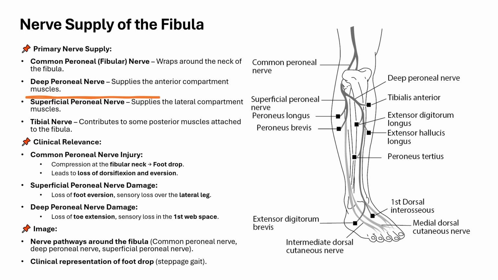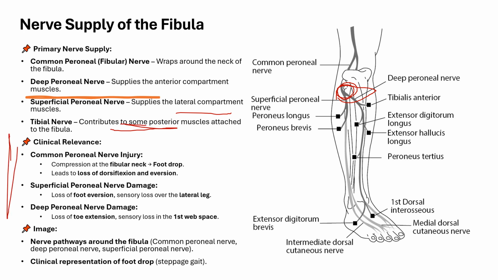When we look at the nerve supply of the fibula, the primary nerve supply is the common peroneal nerve, which wraps around the neck of the fibula, along with the deep peroneal nerve that supplies the anterior compartment muscles. There is another nerve, the superficial peroneal nerve, that supplies the lateral compartment muscles, and the tibial nerve that contributes to some posterior muscles attached to the fibula.